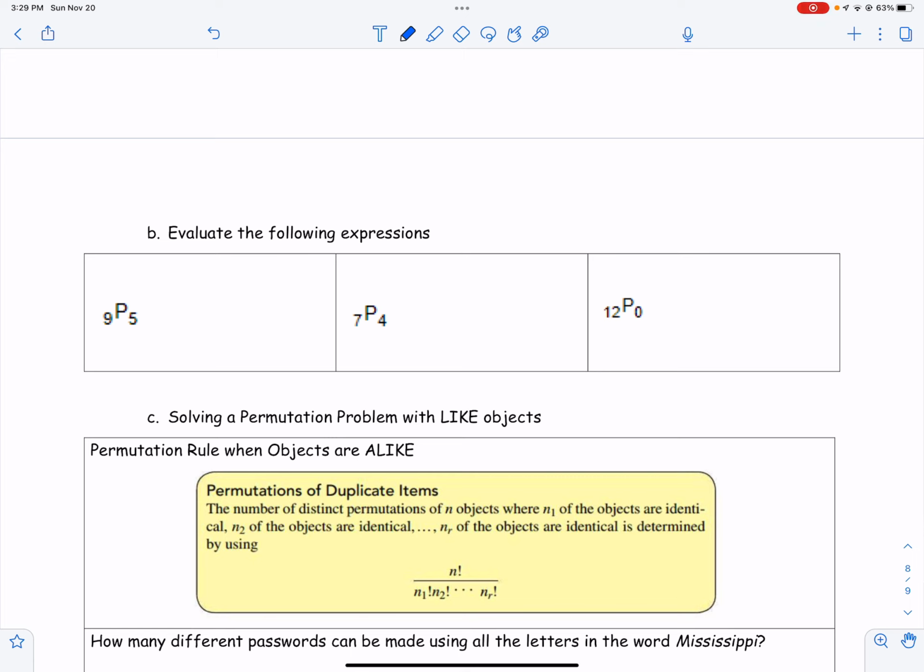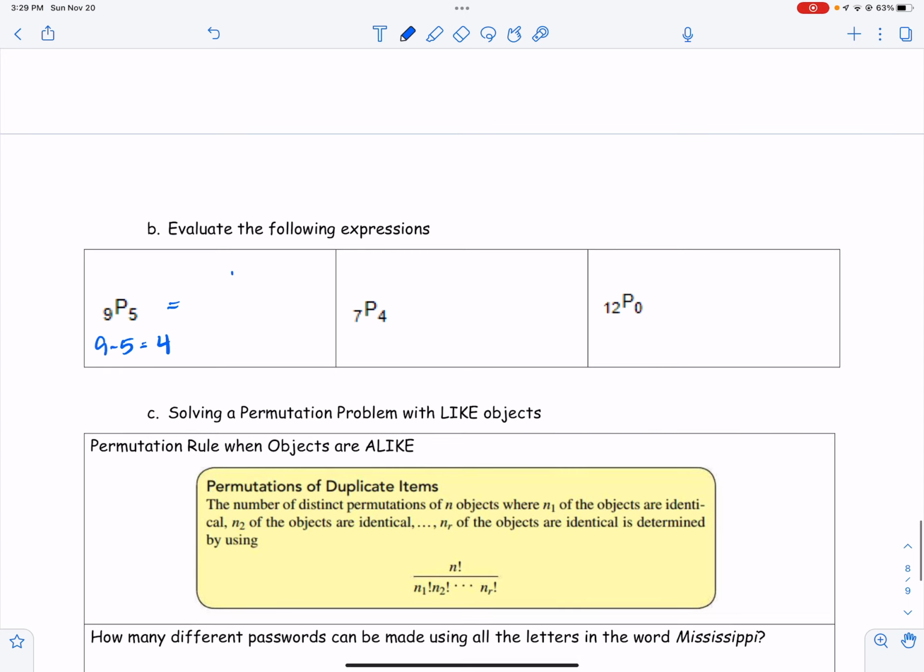Okay, so one of the things that you're going to have to practice in your homework is you're going to be given something that looks like this. We want to evaluate the following expressions. So if you want to take 9 minus 5, that's 4. I'm going to have 9 factorial divided by 4 factorial. And you can work it out however you want. 9 times 8 times 7 times 6 times 5 times 4 factorial over 4 factorial, and then we're going to multiply it out. So you can also use your calculator however you want.